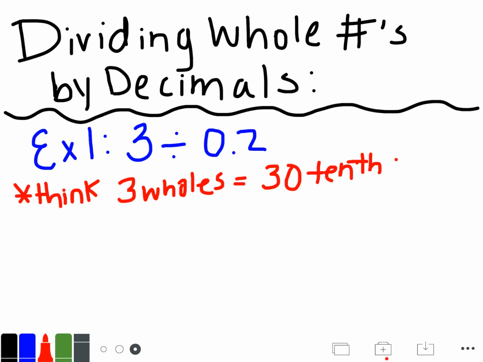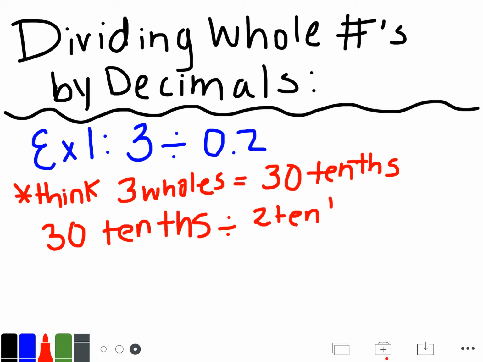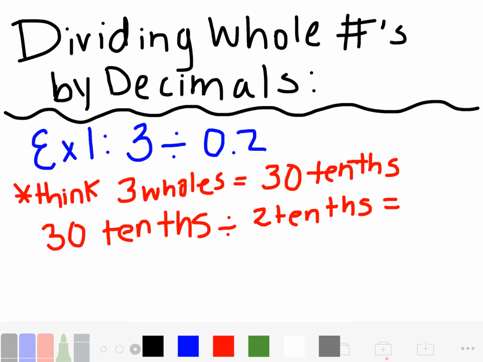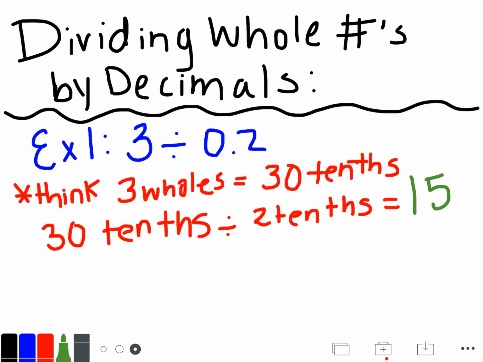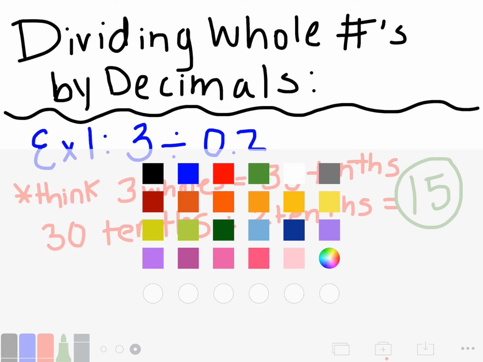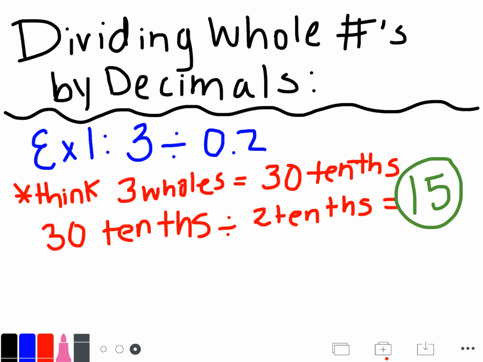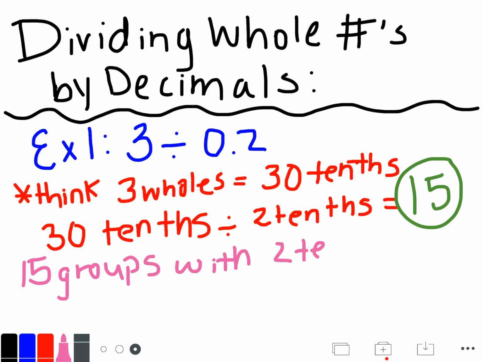While I realize that, it's going to be important because it's going to help us get our answer in a much easier way. If I did 30 tenths divided by 2 tenths, which is what I have in my problem, that's basically saying that I'm doing 30 divided by 2. I'm going to get the same answer because my tenths are interchangeable. I got 15, because I would have 15 groups that would have 2 tenths in each group, and 2 tenths times 15 would give us 30 tenths or 3 wholes, which is what we started with.